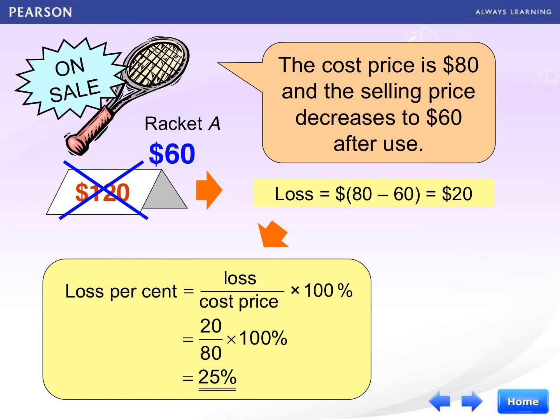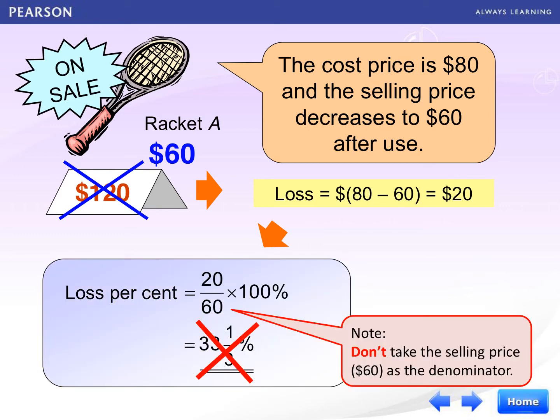So to find the loss percent, we divide the loss by the cost price and then multiply by 100%. So that is loss $20 and the cost price is $80. So 20 over $80 times 100%. The loss percent in this case is 25%.